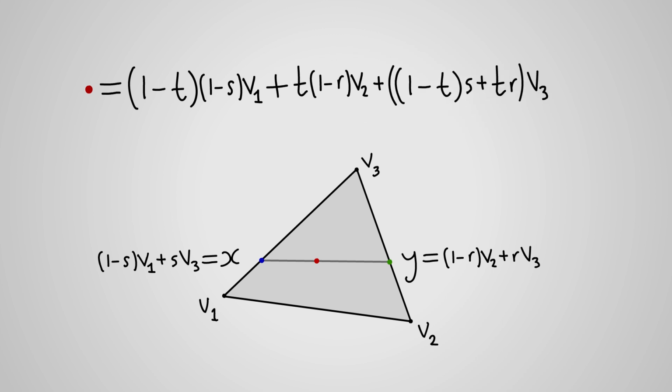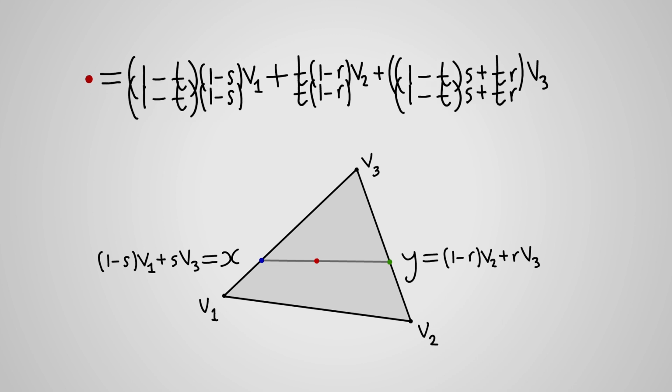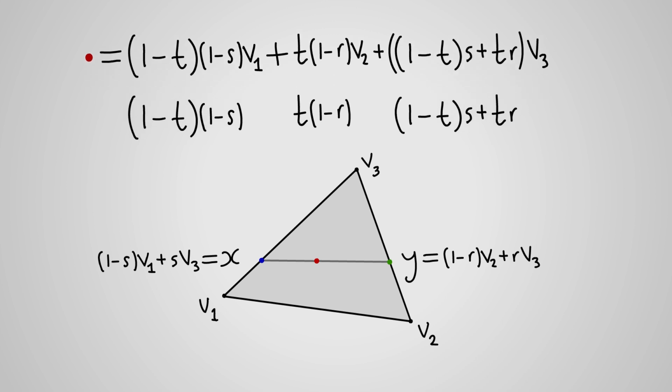Now, this is not so nice to look at, but there are a few important things we can learn by doing this. First of all, our point is a sum of scaled copies of the vertices, just like how a point in a line segment is a sum of scaled copies of the endpoints. Let's take a closer look at the coefficients in this sum.